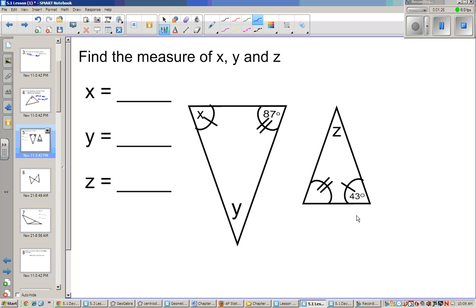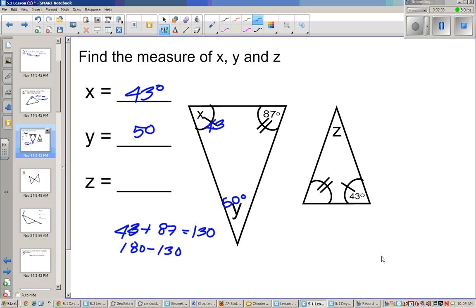All right, I hope you looked at this angle 43 right here and said that's the same congruence marking as x. So x has to be 43 degrees. And then I hope you looked at 87. And if x is 43, we can find y by adding the angles up. 43 plus 87, and then subtracting from 180. So we get 130 for those two angles. So 180 minus 130 leaves y to be 50 degrees.